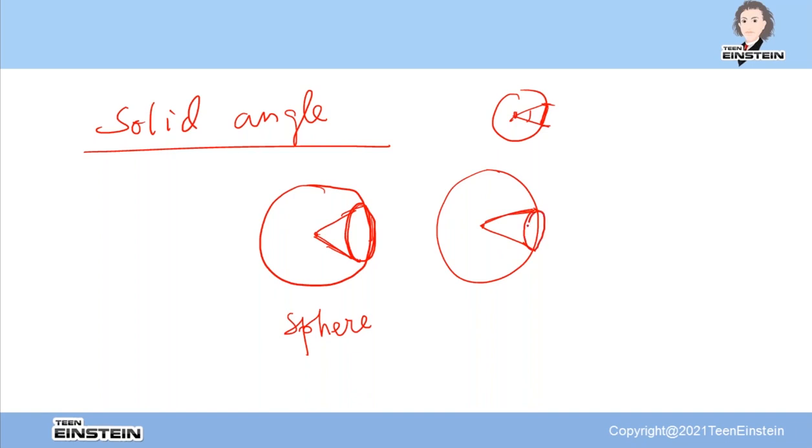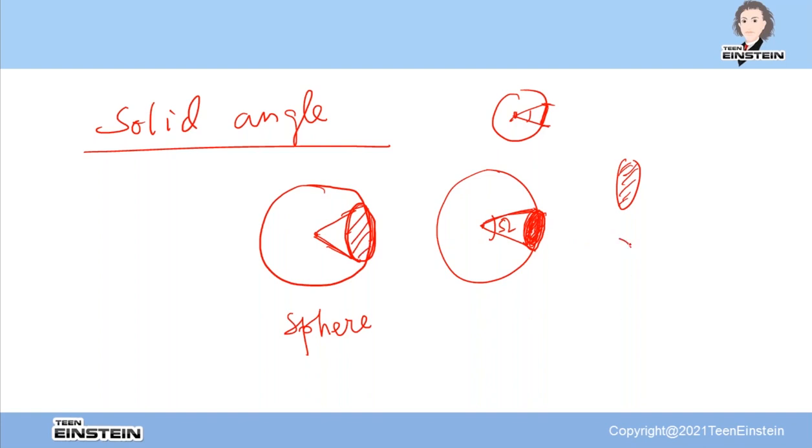Part of the sphere means a part which is actually not a line. This is a surface, not a line here. Like if you cut a portion of the shot put ball, that will not be a line, right? That will be a kind of plane surface. Now when this surface subtends an angle here, this angle is denoted by omega, and this angle is actually called a solid angle.